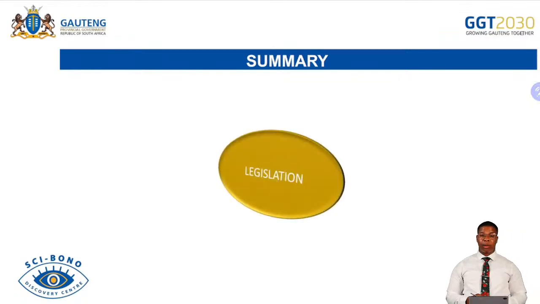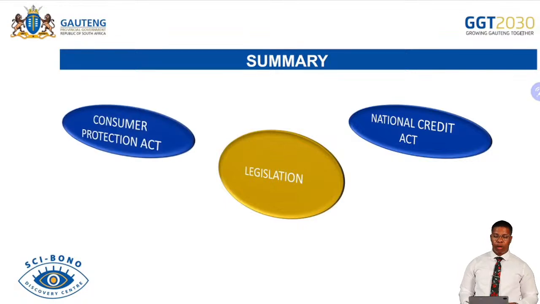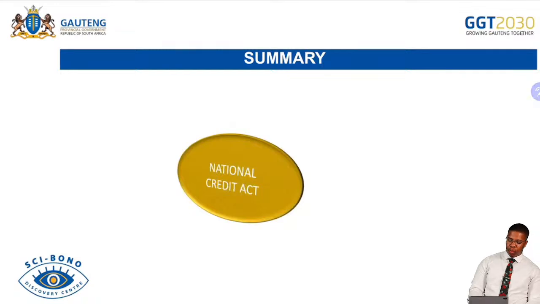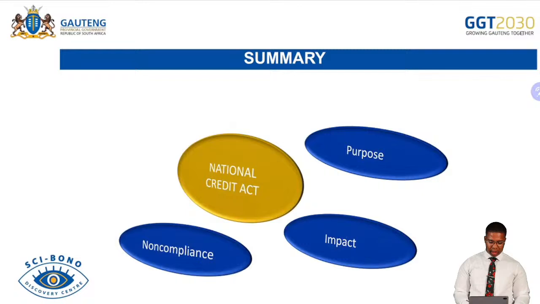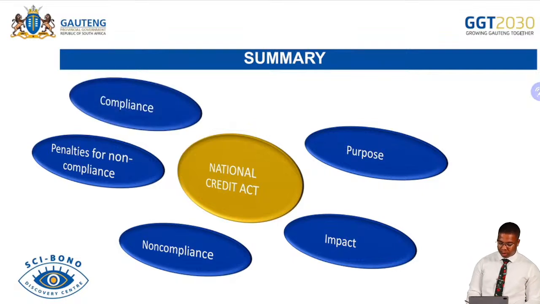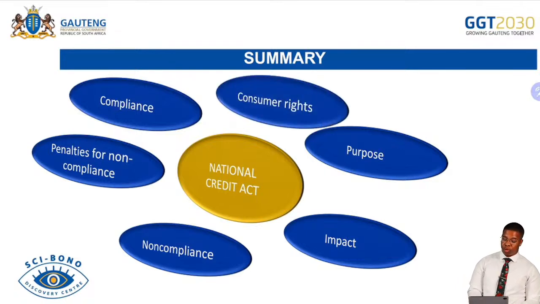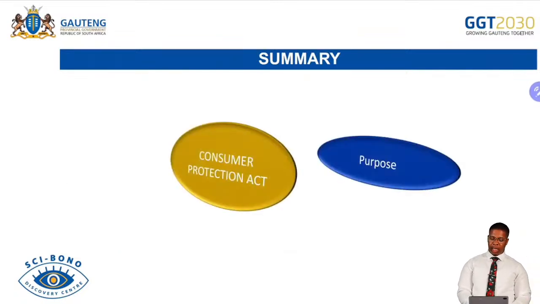Let us look into the summary of our lesson. We addressed the following: the National Credit Act and the Consumer Protection Act. And then we also looked into the purpose of each, the impact, the non-compliance, together with penalties for non-compliance for your National Credit Act and for your Consumer Protection Act. We also looked into ways to comply with each of these acts and looked into the consumer rights according to the National Credit Act.